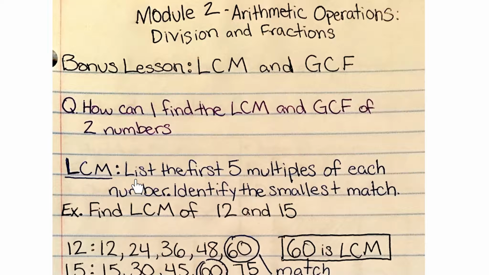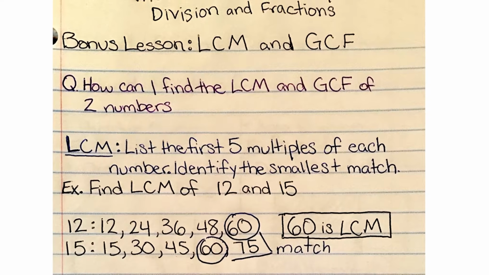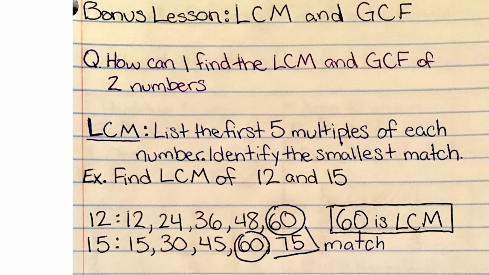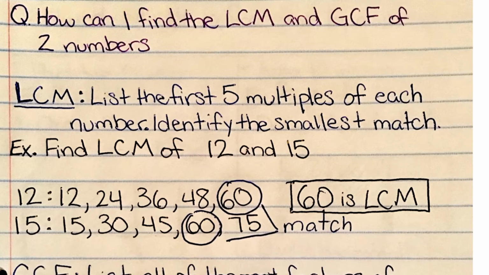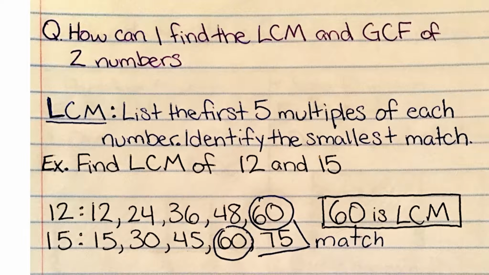So let's start here. For the least common multiple, we are just going to list the first 5 multiples of each number and identify the smallest match. Basically that just means count by that number 5 times and look for a number that matches in both sets. So in our first example, or our only example, we're going to take a look at 12 and 15. So here are our numbers, 12 and 15. And like it said, list the first 5 multiples of each.